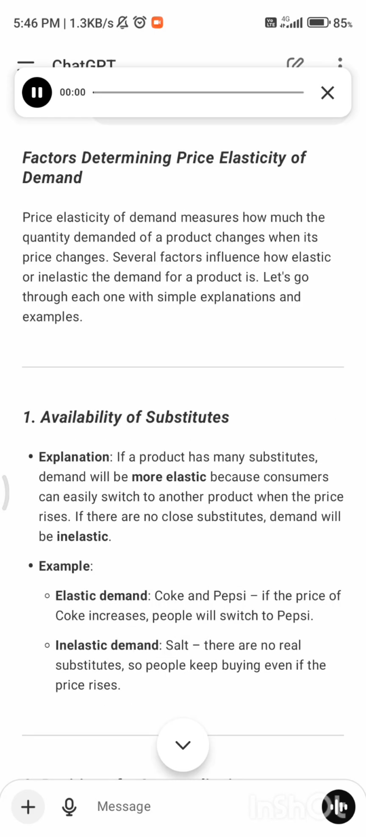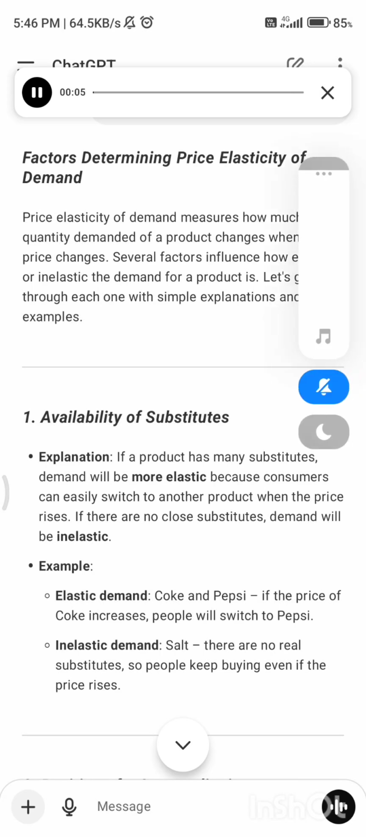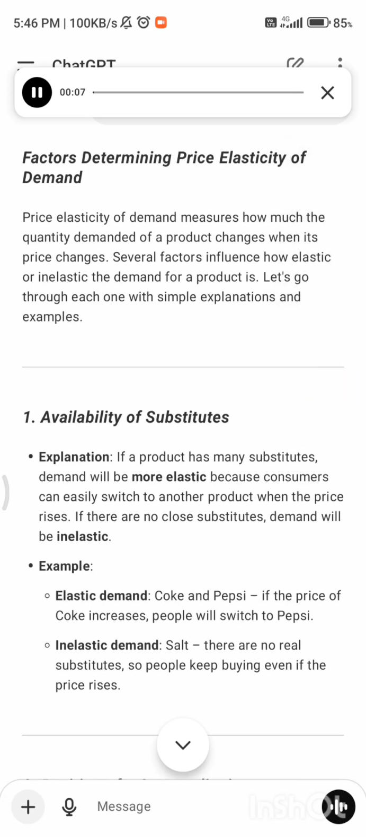Factors determining price elasticity of demand. Price elasticity of demand measures how much the quantity demanded of a product changes when its price changes. Several factors influence how elastic or inelastic the demand for a product is. Let's go through each one with simple explanations and examples.